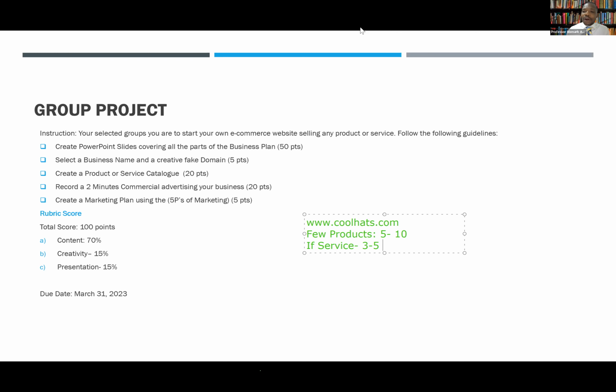And then create a marketing plan, which we went over in great detail. People, product, place, price, and promotion. So we call that the 5 P's of marketing. Provide some information for each P.